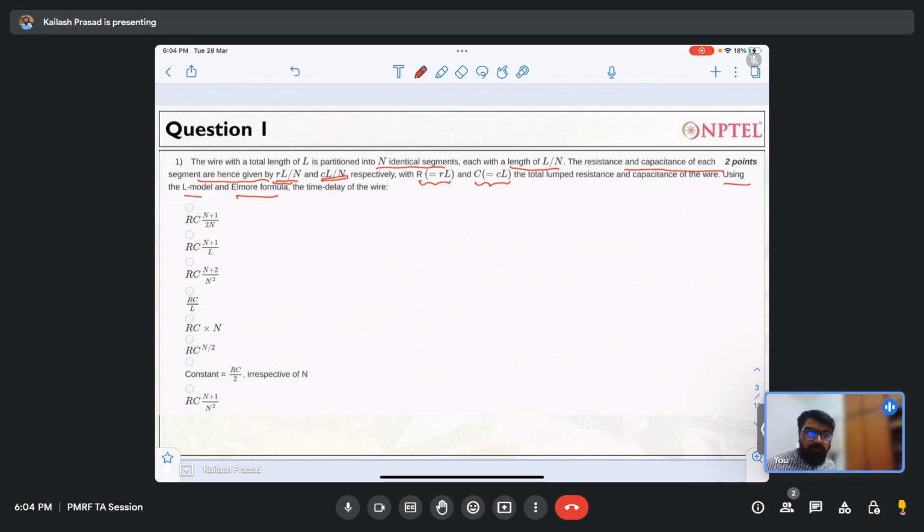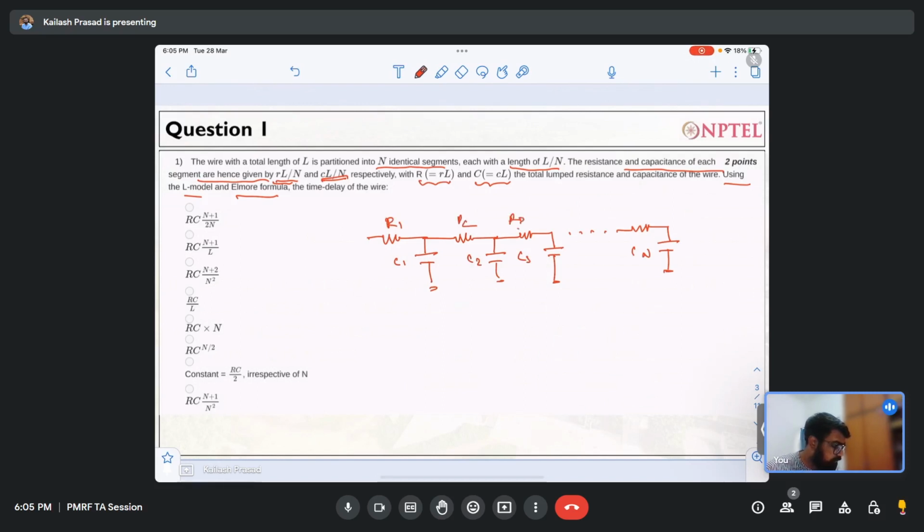The very first thing we have to do is make the RC network using the L model and the L model delay model, right? So let me quickly make the model for you. The model will look something like this because we are following the L model. So R and C, then again R, then C, and this will be followed by the last R and then C. This will be the Elmore delay model, and the individual capacitances will be C1, C2, C3 to Cn, and R1, R2, R3 to Rn.